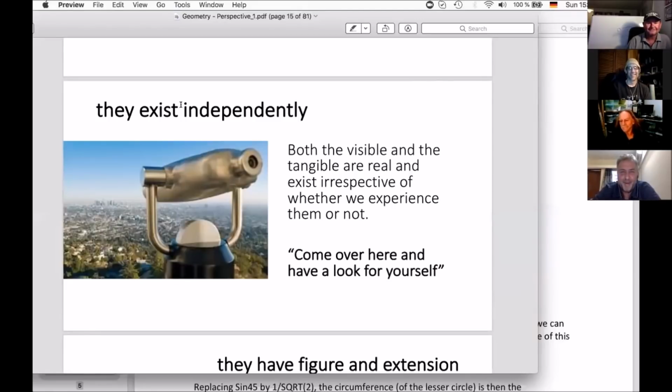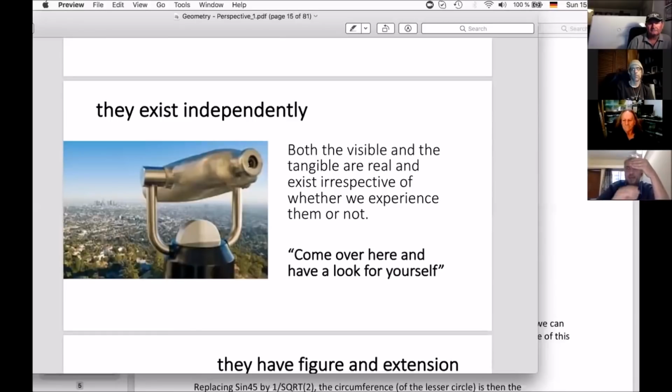So a visible and a tangible are both real things. They are both separate mathematical objects of thought, and they are both separate parts of reality that everybody can observe and experience. A tangible will exist whether you look at it or not. If I was looking down through this telescope and said to somebody else, come over here and look, they'd see the same visible that I saw. So it doesn't depend on me necessarily.